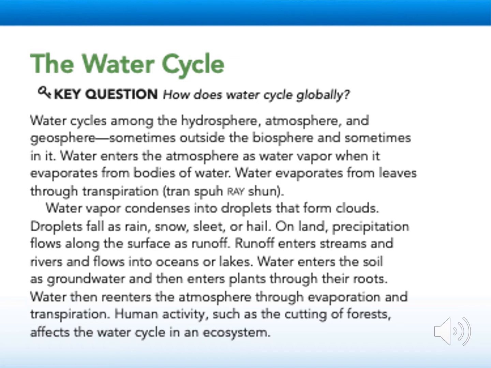On land, precipitation flows along the surface as runoff. Runoff enters streams and rivers and flows into oceans or lakes. Water enters the soil as groundwater and then enters plants through the roots. Water then re-enters the atmosphere through evaporation and transpiration. Human activity, such as cutting a forest, affects the water cycle in an ecosystem.